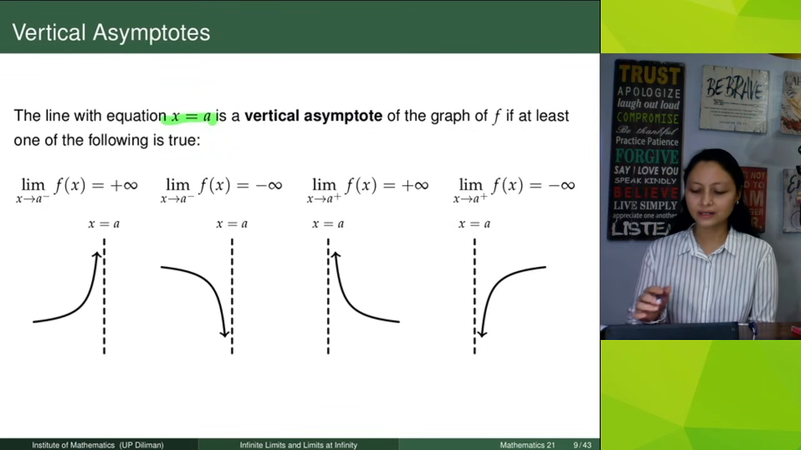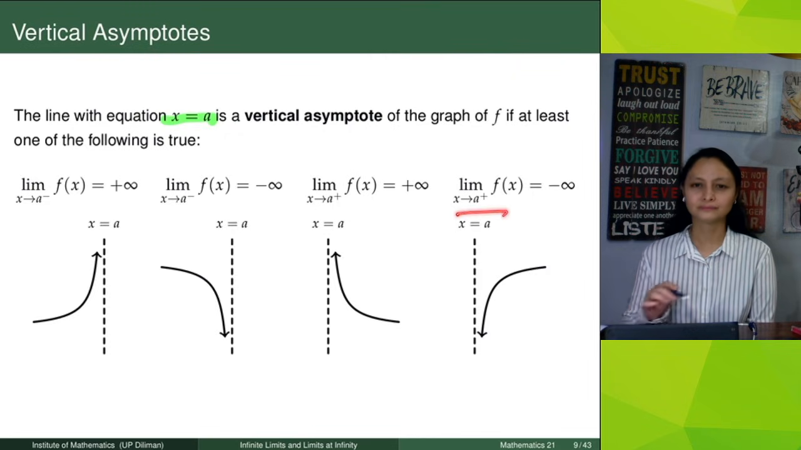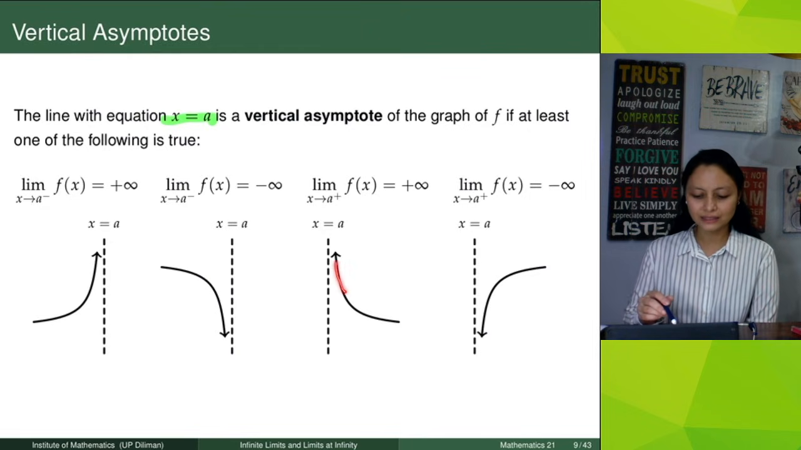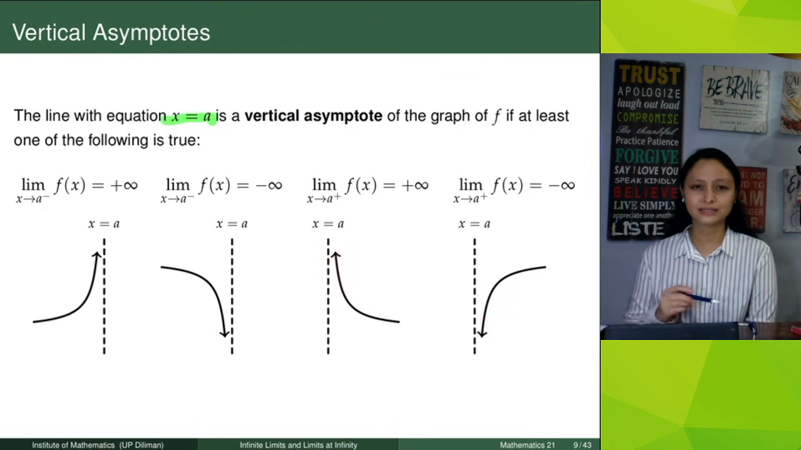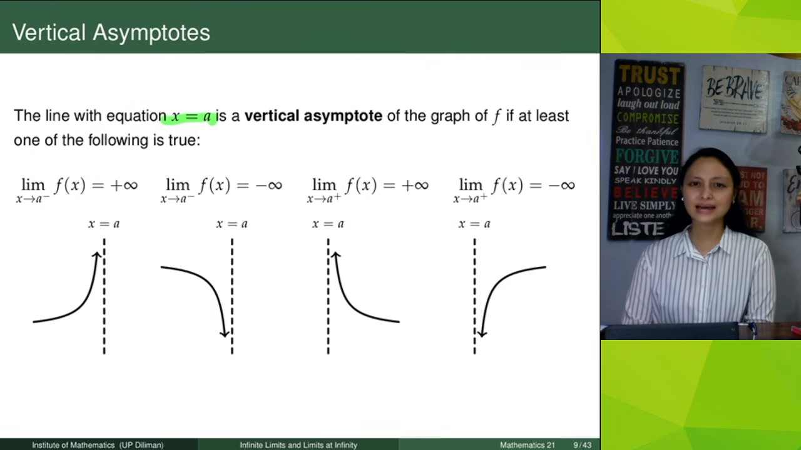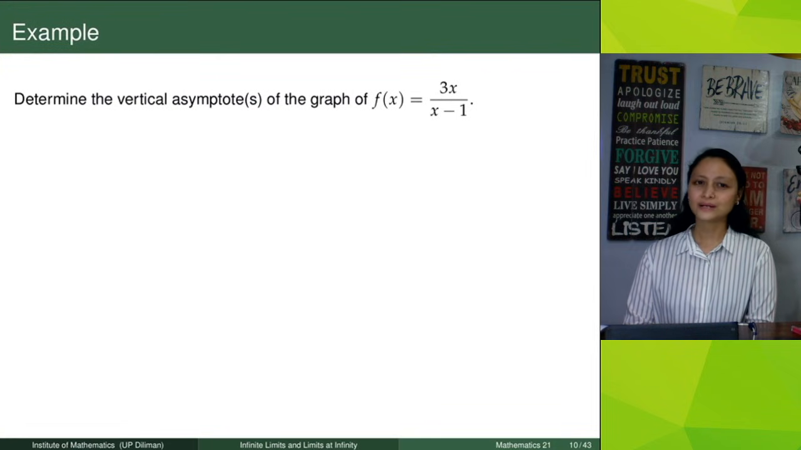Other scenarios are when you get the limit of f of x as x approaches a from the right, the limit of f of x is equal to positive infinity or negative infinity. So, if you have either one of these four cases, then we say that x equals a is a vertical asymptote of the graph of f. Let's look at an example.